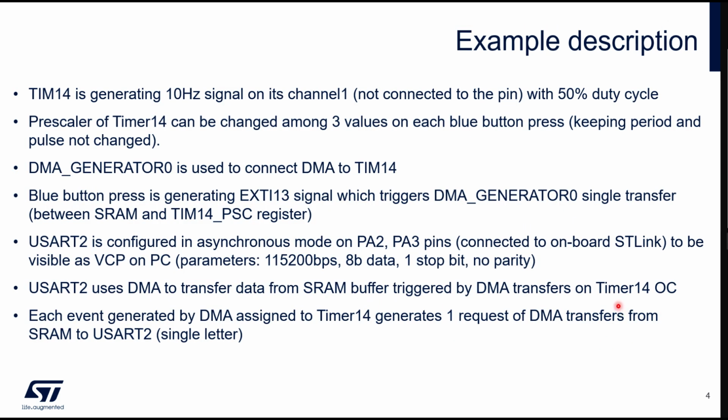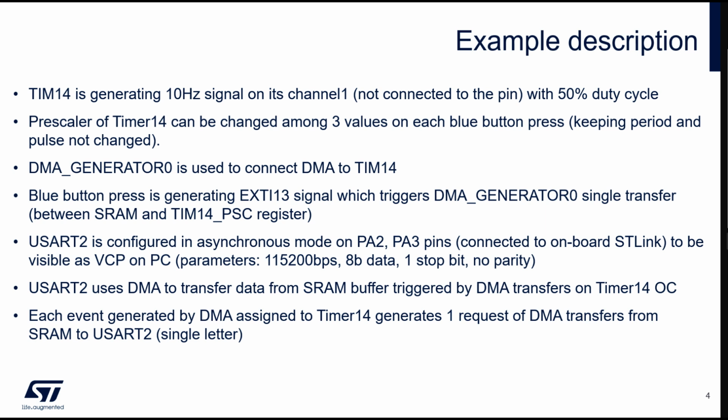A bit more details concerning our target application. Timer 14 is configured in PWM mode, initially 10 Hz frequency, 50% duty cycle. Prescaler of this timer will be changed among predefined values on each blue button press. As timer 14 has no direct connection to DMA, we will use DMA Request Generator 0 to perform such a connection. Blue button press generates external interrupt on line 13, which triggers a single transfer between SRAM and the timer 14 prescaler register using DMA Generator 0.